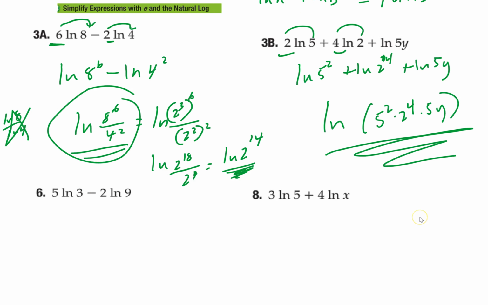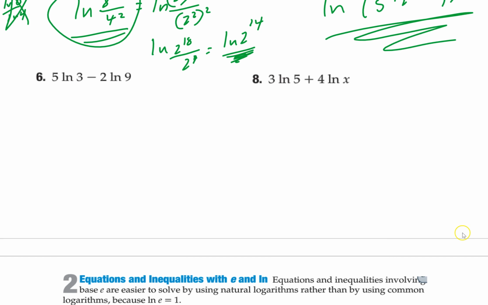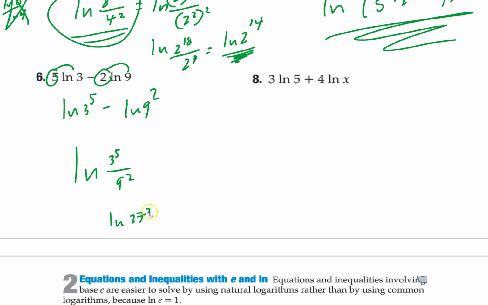Same idea. Quickly, let's make sure we understand this. Let's rewrite this. Again, first thing's always the powers. So natural log of 3 to the 5th minus natural log of 9 squared. Minus means divide, so natural log of 3 to the 5th, whatever that is, 273, I want to say? Yeah, 273 over 9 squared. So now, since I know what that is, that's natural log of 273 over 81. That actually reduces, divide both by 3. Probably could have done that up there. Yeah, natural log of 81 over 27.